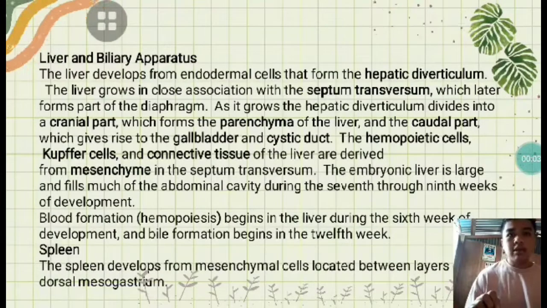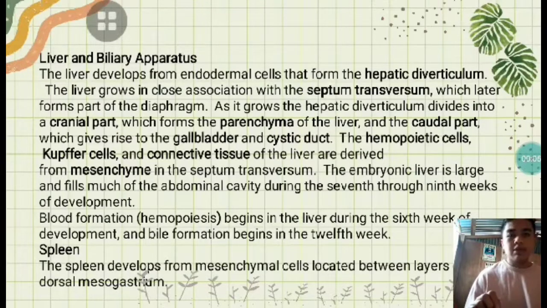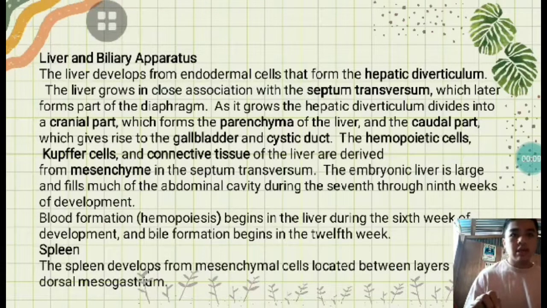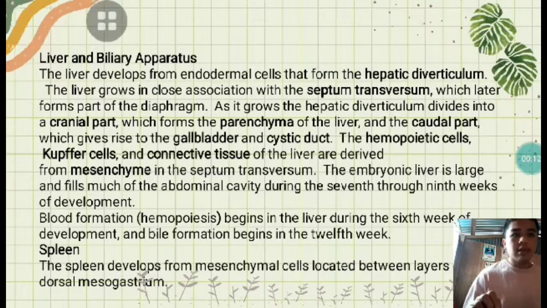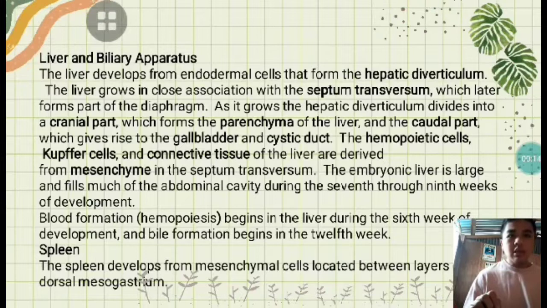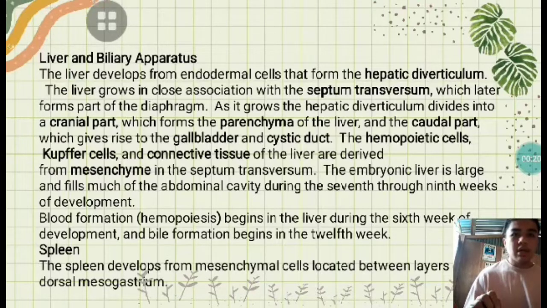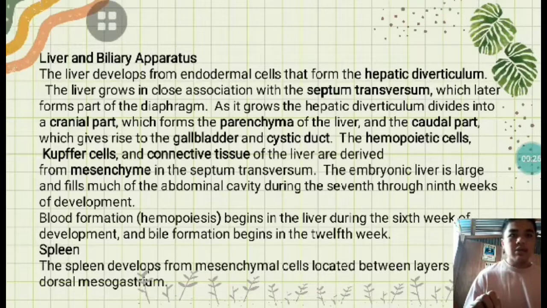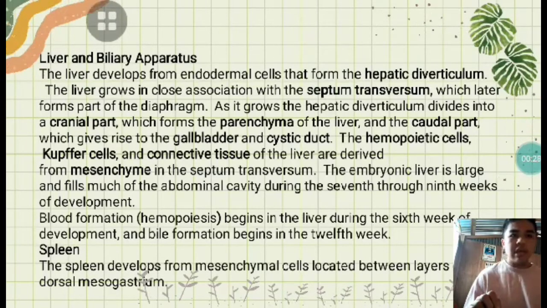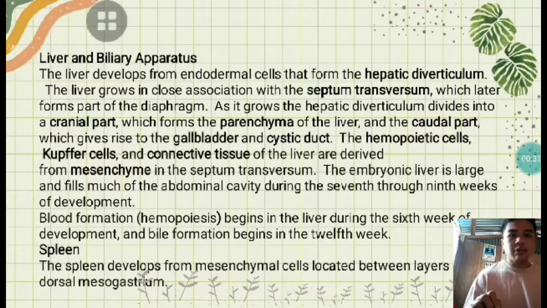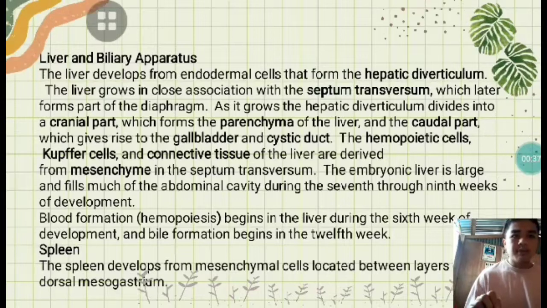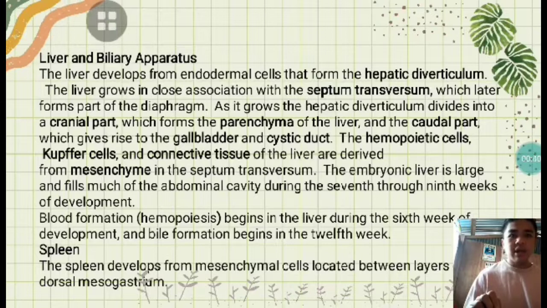My topic is the liver and biliary apparatus. The liver develops from endodermal cells that form the hepatic diverticulum. The liver grows in close association with the septum transversum, which later forms part of the diaphragm. As it grows, the hepatic diverticulum divides into a cranial part, which forms the parenchyma of the liver, and the caudal part, which gives rise to the gallbladder and cystic duct.